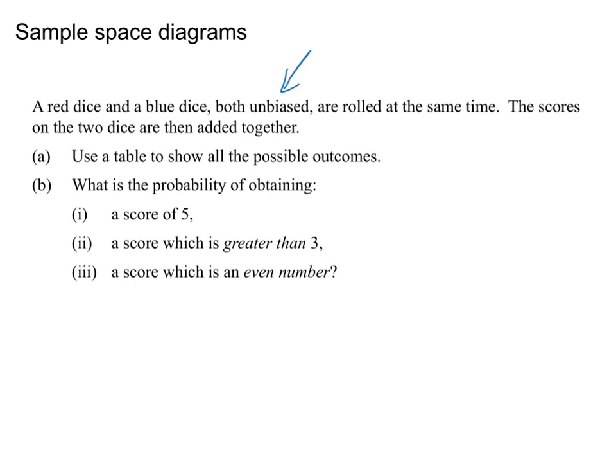It then describes what happens: they are added together. And here, use a table to show all the possible outcomes. So that is listing the possibilities for the red die, and then the possibilities for the blue die, and then what happens when you add those scores together.